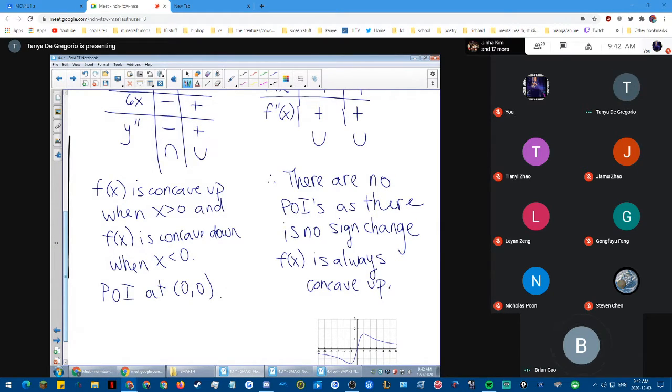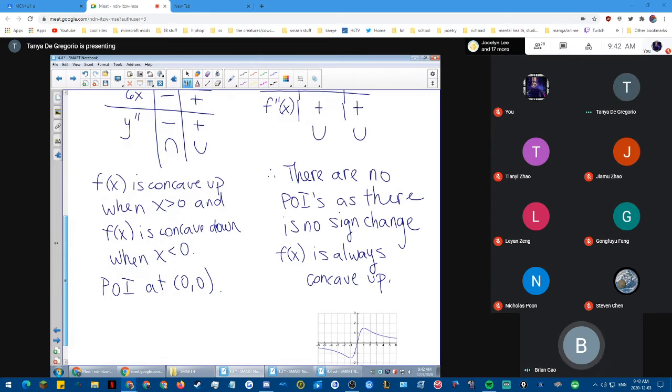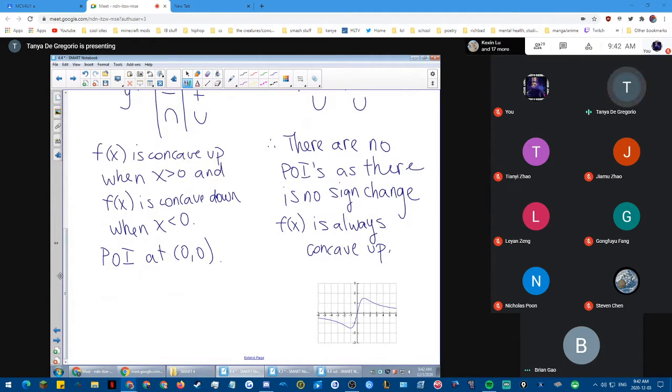Excellent. Wait, miss, what actually happens there? Since it's concave up on both sides, why is the second derivative 0? I don't have the graph here, but it's going to be something like this. It's x to the 4th, so it's a little bit flatter. It's like a parabola, but a little bit wider and flatter at the bottom because it's a quartic. So it's always concave up.